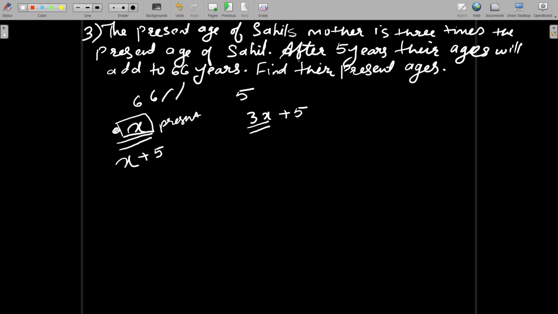Fine. Now the second part of the question says that after 5 years their ages add to 66 years. Okay. After 5 years. Now what is the present age of Sahil? x. After 5 years it will be x plus 5. Right. The same way, what is the present age of Sahil's mother? It is 3x. After 5 years how much will it be? It will be plus 5, that is 3x plus 5. Got it? So this is what the question breakup is. Now it is easy for us to solve the example, right? So let me just take out some portion so that we can easily solve the example.